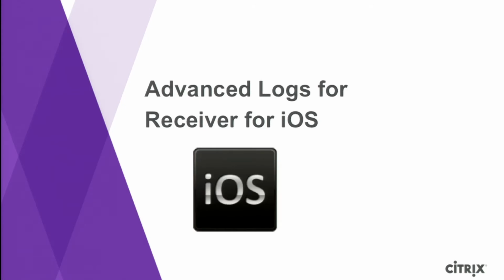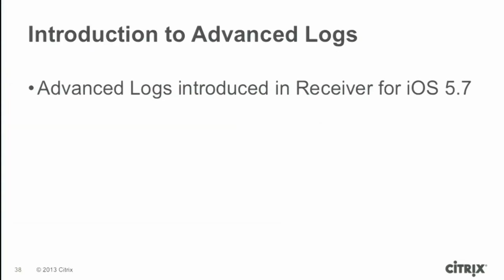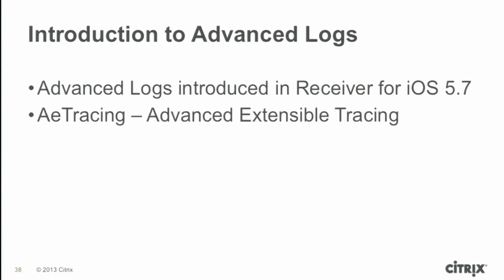Now that we've covered some server-side data, let's get right into the client-side data. First, with advanced logging for the receiver for iOS. So Citrix introduced the advanced logging for the receiver for iOS in version 5.7. Now this is a first edition of this tracing, so there are improvements to come. Advanced logs are based off of AE tracing, or advanced extensible tracing, and it produces an interpreted plain text file that you can look at with any text editor.